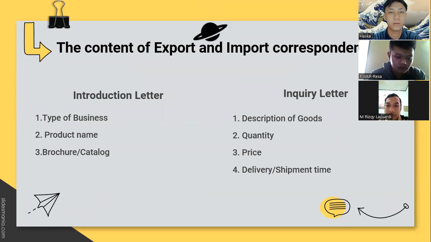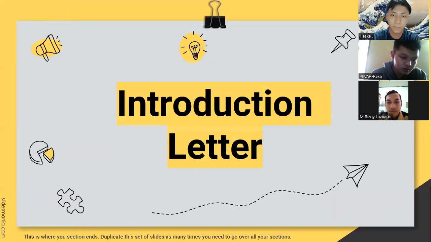Okay, here we have the content of export and import correspondence, which is divided into two parts. The first part is the introduction letter, and the second one is the inquiry letter. In the introduction letter, we have type of business, product name, and brochure or catalog. And in the inquiry letter, we have description of goods, quantity, price, and delivery or shipment time. Okay, for the next one, we hand over to my friend, Rizqy Lazuardi. Please.